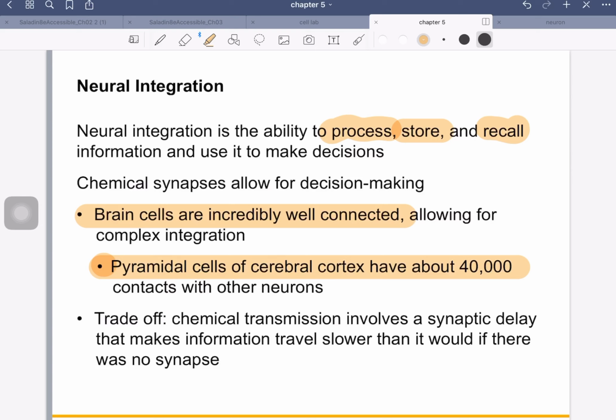Now, the trade-off is chemical transmissions involve a synaptic delay that makes the information travel slower than if there was no synapse. And we talked about that a little bit in the previous video. If you have to release neurotransmitters from a presynaptic neuron to a postsynaptic neuron and have them bind to a ligand gate and then cause their action to occur, then that's going to eat up a little bit of time. Now, it's a very small amount of time, but you gain a real advantage. And that is, it allows the neurons to do better decision making.